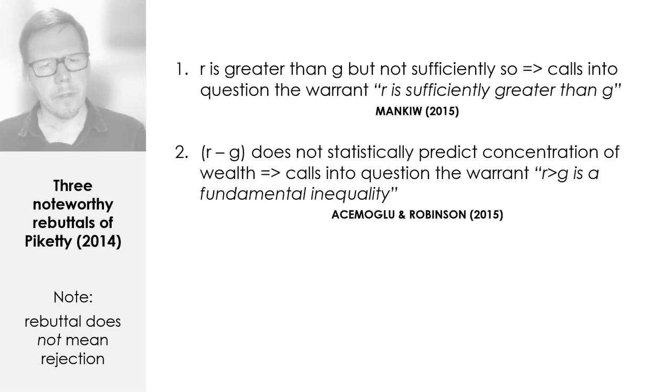In another related rebuttal, Acemoglu and Robinson looked at whether the difference between R and G actually predicted concentration of wealth.